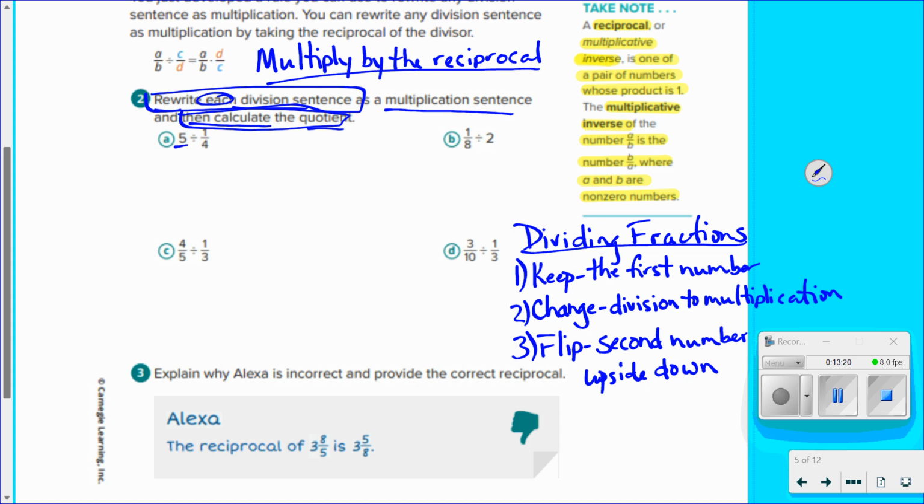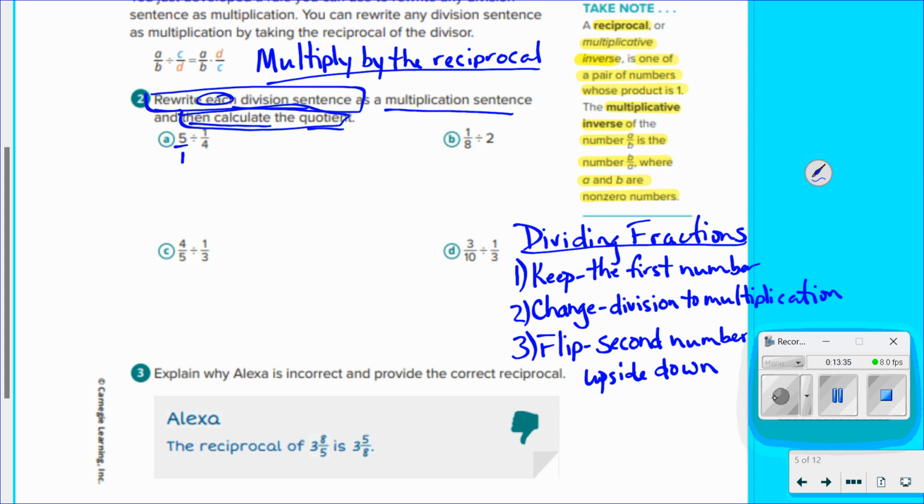Put it over 1. Then I can keep, change, flip. So you've got 4 to do. And if you finish those, I want you to look at number 3. See if you can figure out what happened on number 3. So we'll give you guys about 5 minutes. Should be more than enough time.